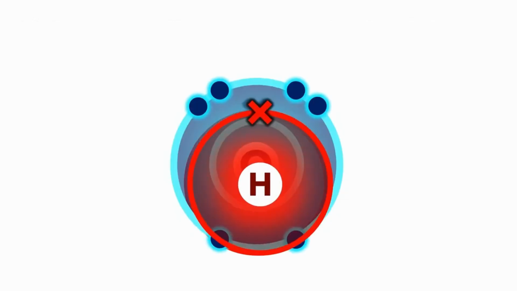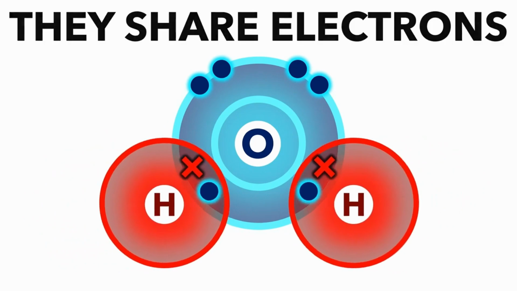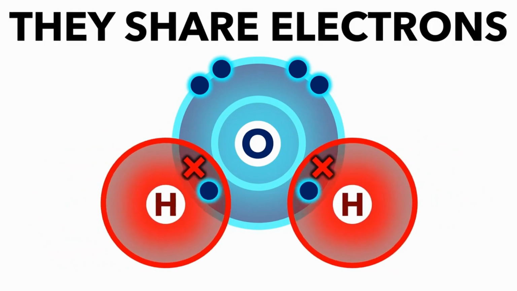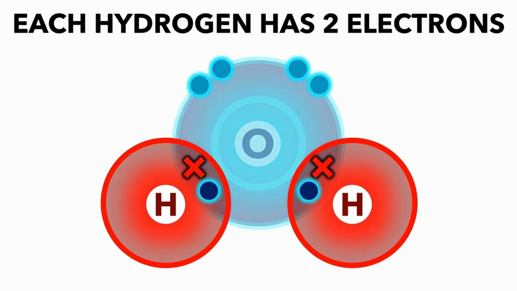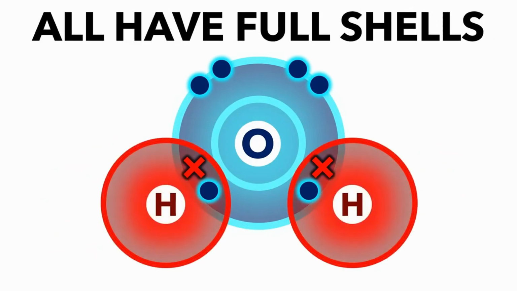But rather than swap electrons like ionic bonding, covalent compounds share electrons. The oxygen atom shares 1 pair of electrons with each hydrogen atom. Each hydrogen now has 2 electrons and the oxygen has 8. All of them are happy.